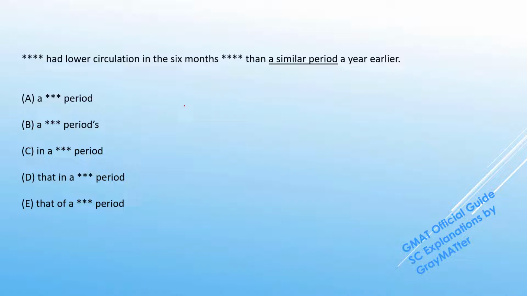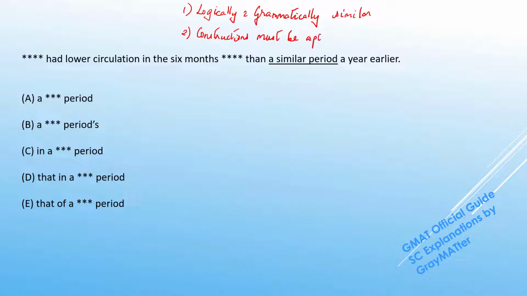So let's attack this question by keeping certain things about comparisons in mind. Number one, compared items must be logically and grammatically similar. Comparative constructions must be appropriate, and these comparative constructions usually follow the rules of parallelism.